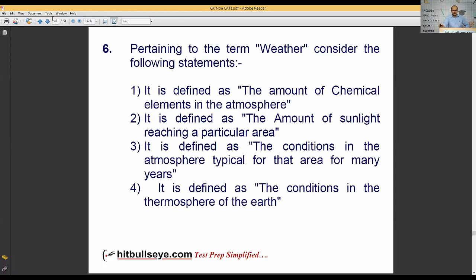Next, pertaining to the term weather, consider the following statements. You have to identify which of these statements are correct. Options are on the next screen, guys. You have to identify which of these four statements are correct and which of them are false.